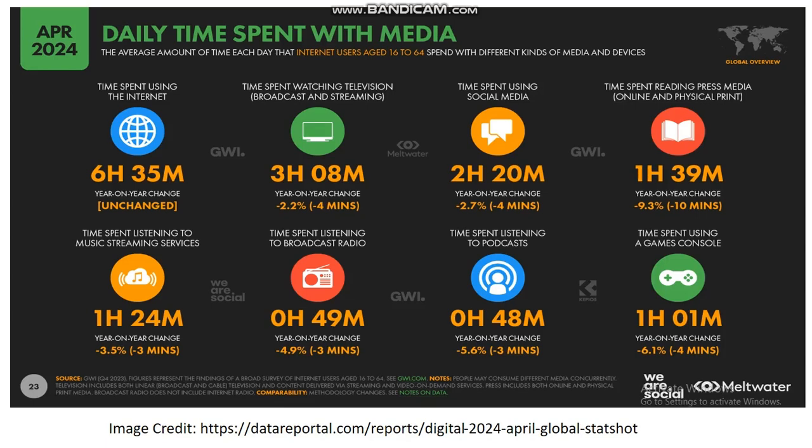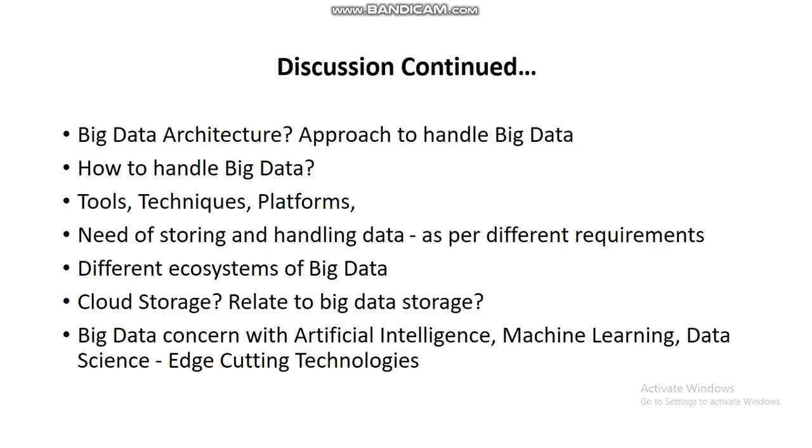The main intention behind this discussion is that you should be able to think about what we mean by big data. You should be curious, thinking about what's next. The discussion can be continued: you can think about big data, what its architecture is, different approaches to handle it, the number of tools, techniques and platforms that are available. Then, with such a huge amount of data, there is the need of storing and handling the data as per different requirements, and the different ecosystems of big data. What does it provide to you?